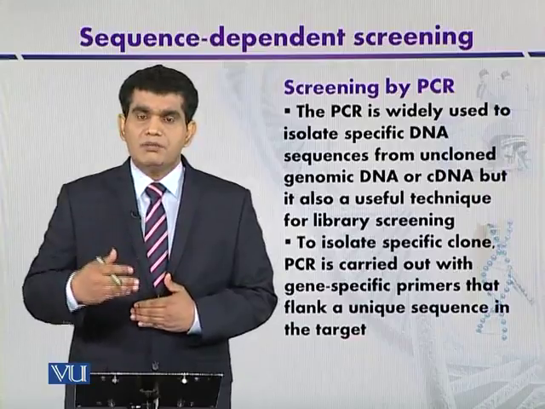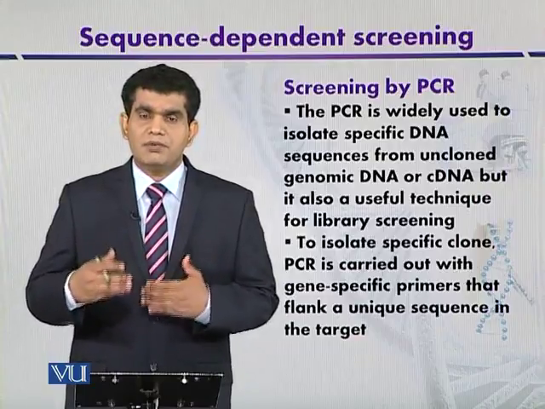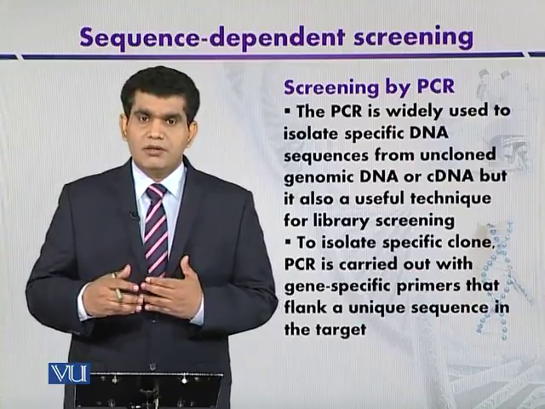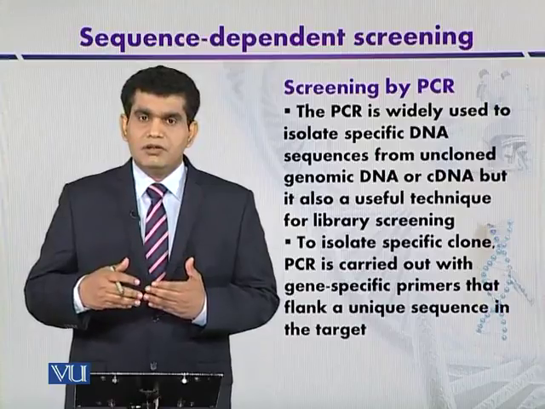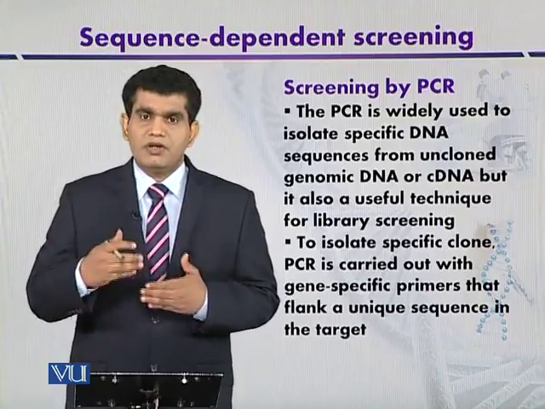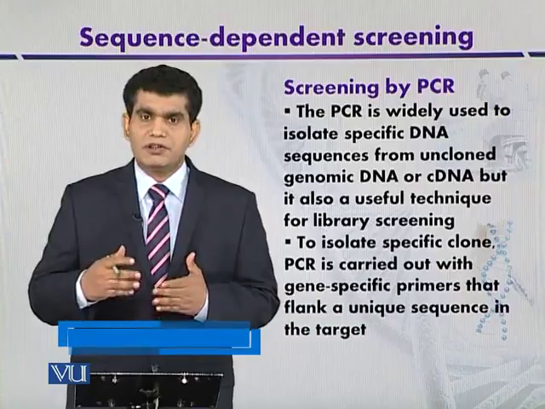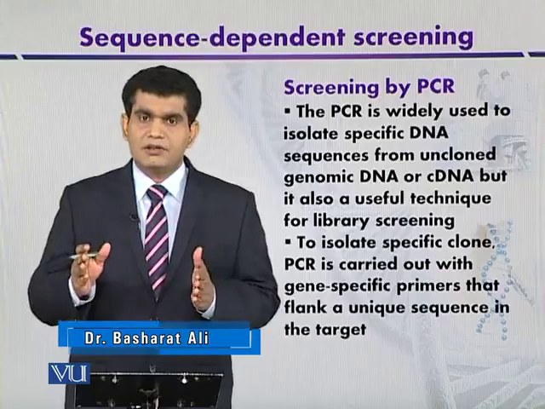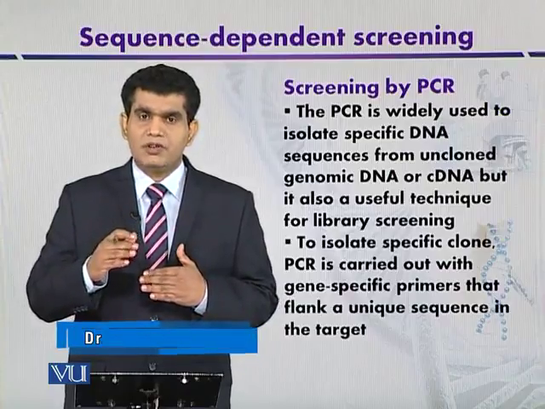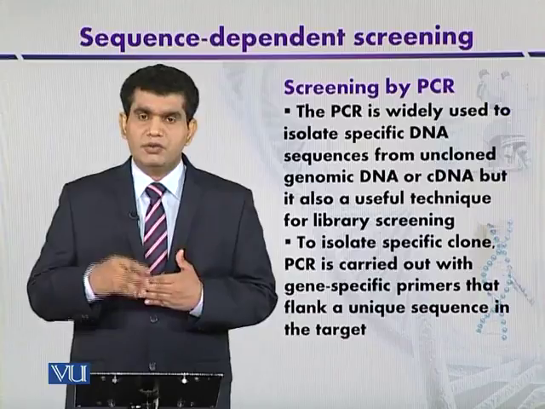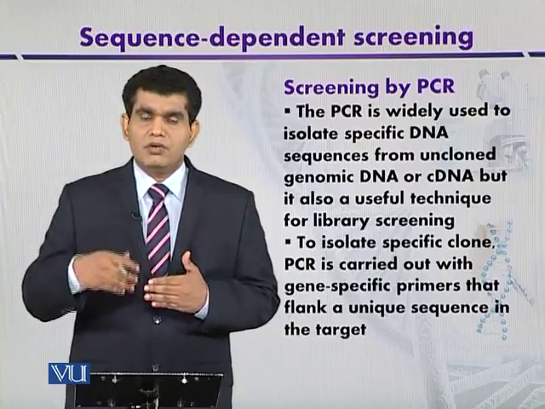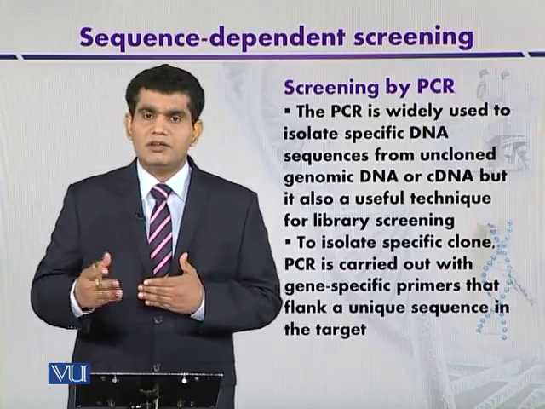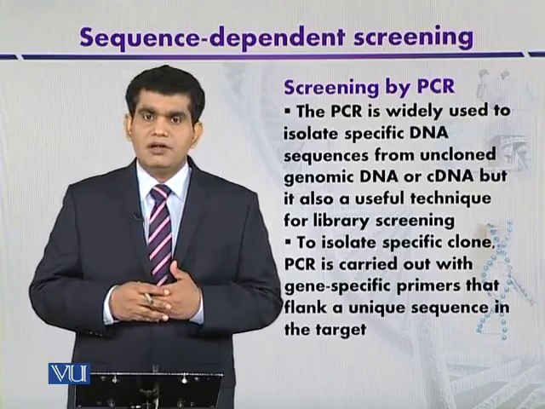libraries. For the screening purpose, we must have the idea about the target gene. If that basic information related to its sequence is available, then primers can be constructed, and these primers can flank the target sequence so that its amplification takes place. So in this way we can also detect a particular gene from any source, either from the genomic DNA or different types of DNA libraries.